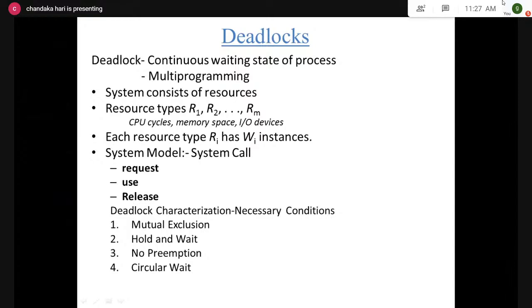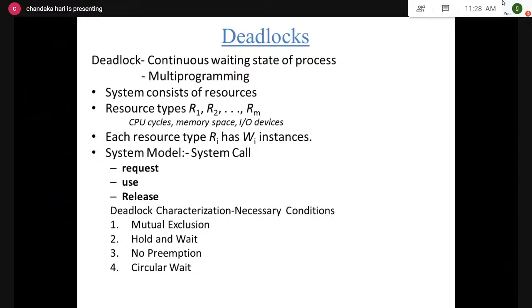Now, whatever resources you requested, if at that time the resource is not available from the operating system, then what will the operating system do? Then the operating system will put your process in wait state.